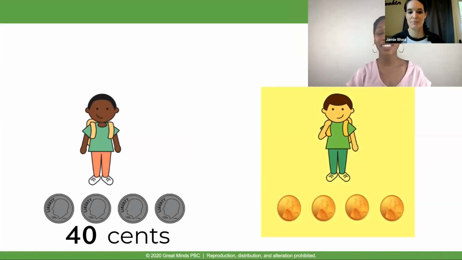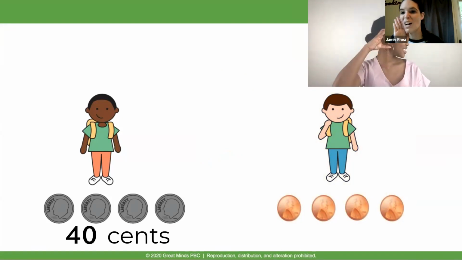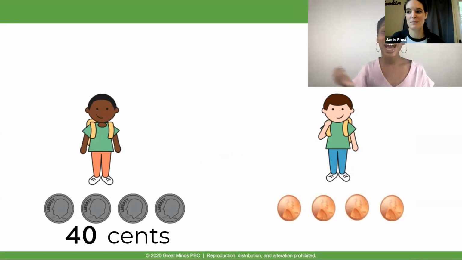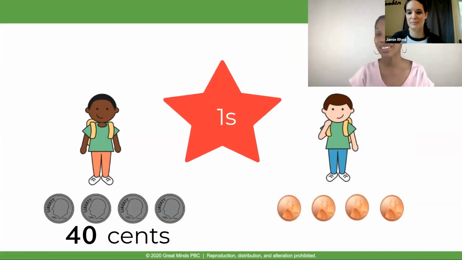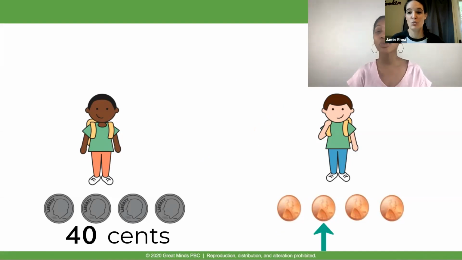Let's look at Ivan's money. I see that Ivan has pennies. How much is a penny worth? Whisper it to me. 1 cent. Yes, a penny is worth 1 cent. Let's count by ones. Get ready. Here we go. 1, 2, 3, 4. This means that Ivan has 4 cents.